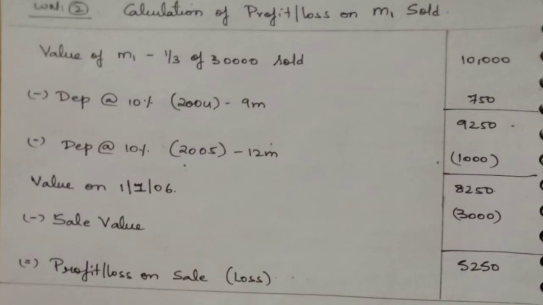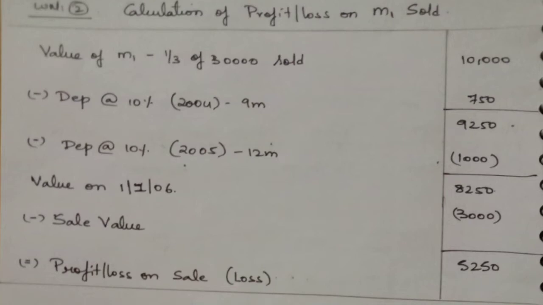After this, the 8,250 you are selling is the cost we got as on 1st January. But we are selling that 8,250 of machinery at only rupees 3,000. So 8,250 is the cost, but we are selling only for 3,000. The remaining balance amount is the loss to us, because we are not recovering the whole amount of 8,250. We are recovering only 3,000 rupees.